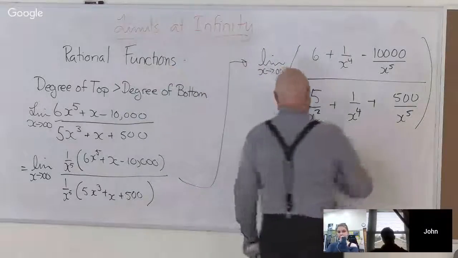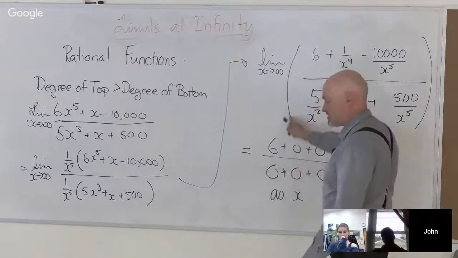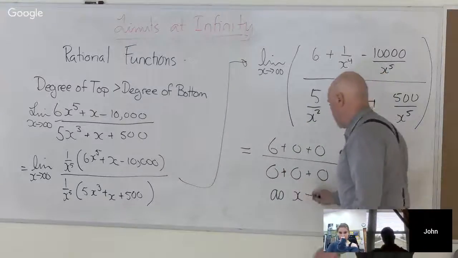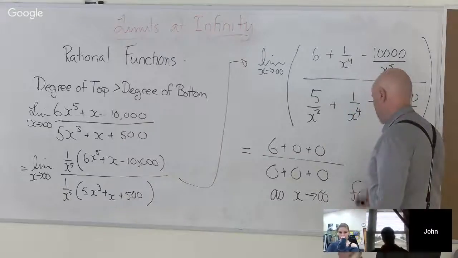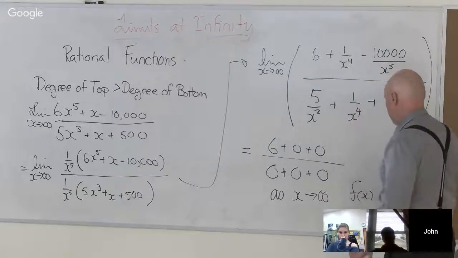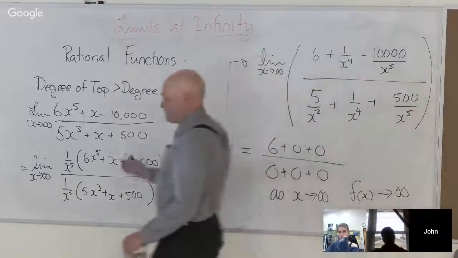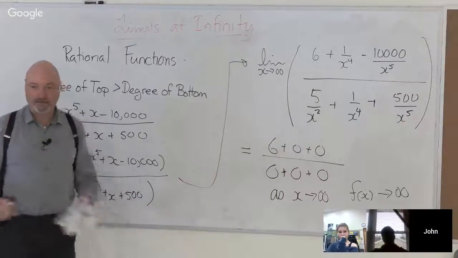So we just say something like 6 divided by something really, really small is basically infinity, okay? So as x goes to infinity, f of x also goes to infinity, okay? I think that's a summary. I don't think you have to really go over that on a test.